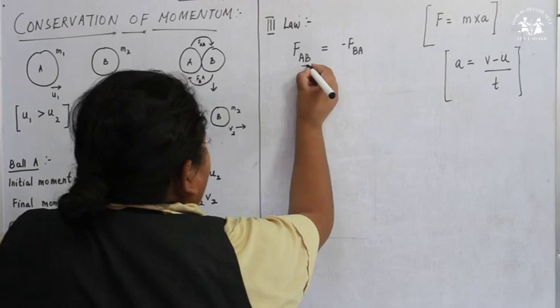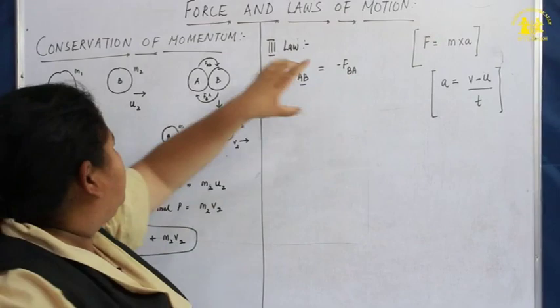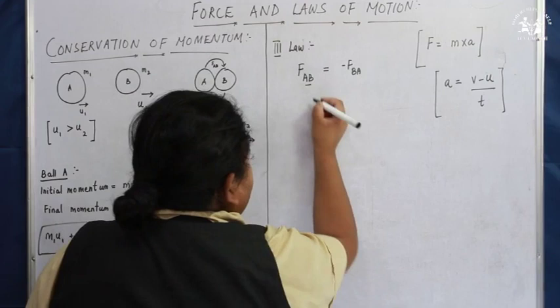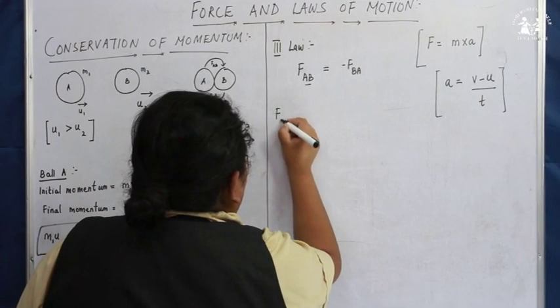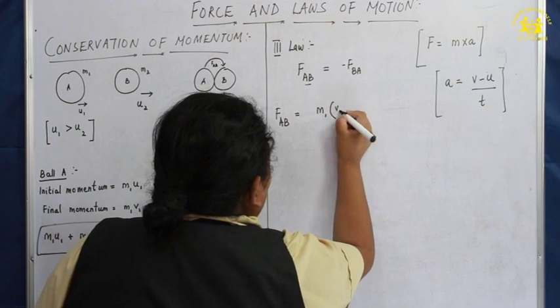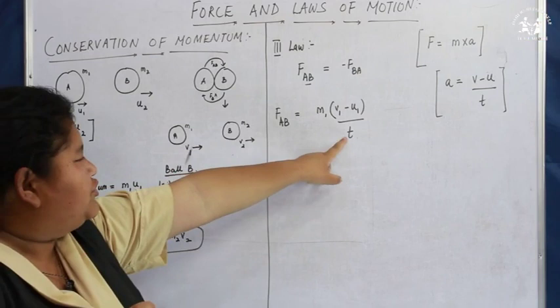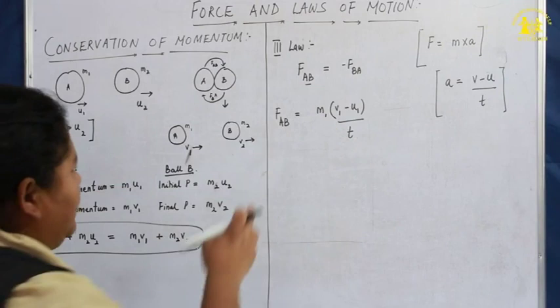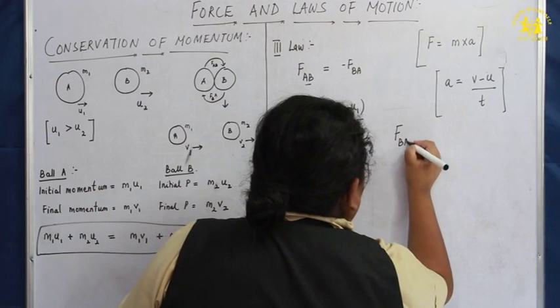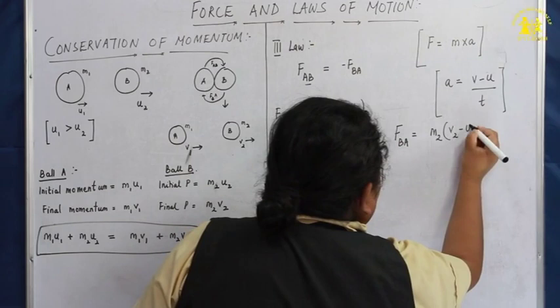Now for FAB we are going to consider the values for ball A, and for FBA we are going to consider the values for ball B. FAB is equal to M1 V1 minus U1 divided by T. The time of the collision is T, so we put T here, giving the rate of change of momentum. In the same way, FBA is equal to M2 V2 minus U2 divided by T.